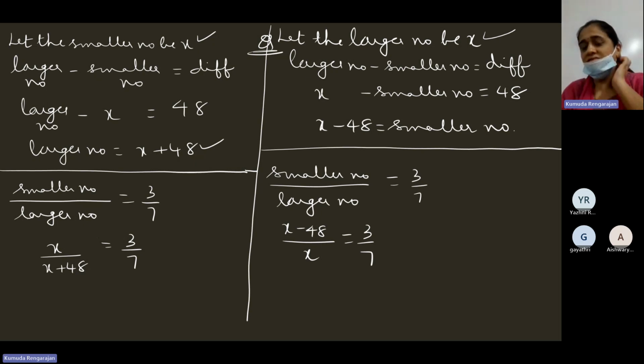Let the larger number in the second method be x. So the smaller number, use this. Larger number minus smaller number is difference. So substitute here, you get the smaller number as x minus 48. So this is the assumption part. If the larger number is x, the smaller number is x minus 48. Now, smaller number by larger number is 3 by 7. That's the equation.